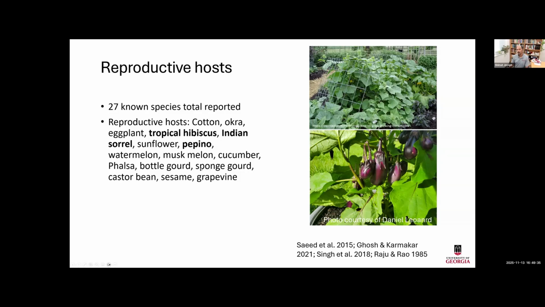This is what is reported in the literature as a reproductive host. What I mean by that is that when adults settle on this host, they can lay eggs and continuously develop on this host and become another adult. They can successfully complete a generation. That's what it means. And you can see some highlighted here: tropical hibiscus, sorrel, and pepino. Apparently, these are ornamental crops in Asia, and that's basically highlighted here. Okay, so I just want to show you that.